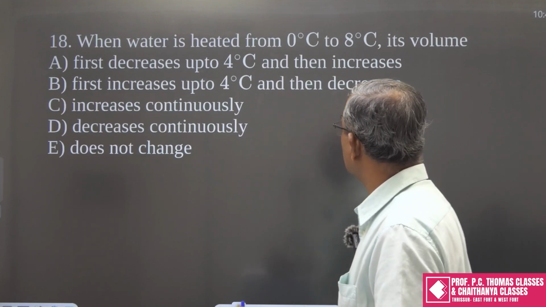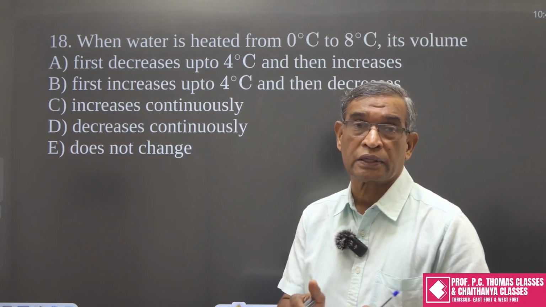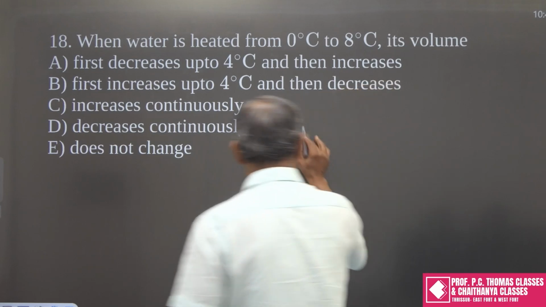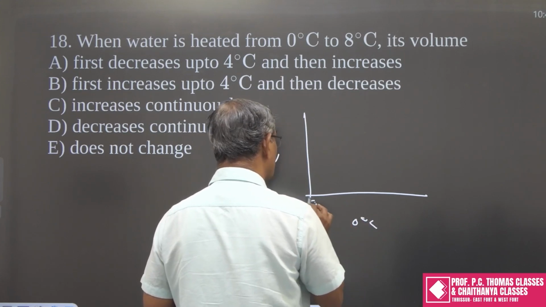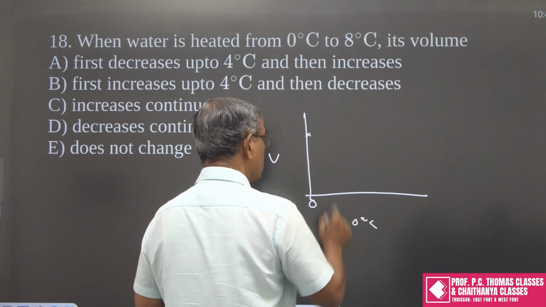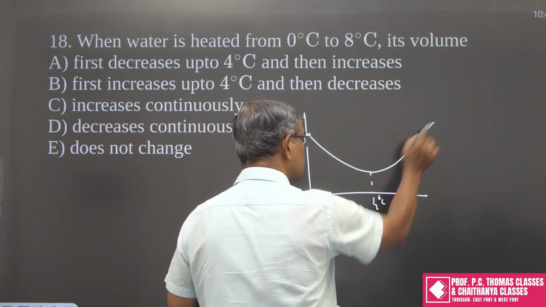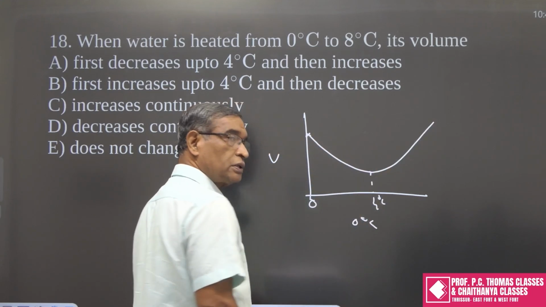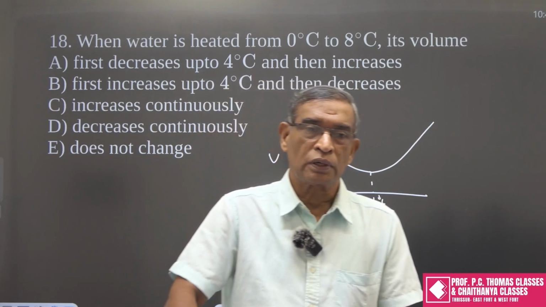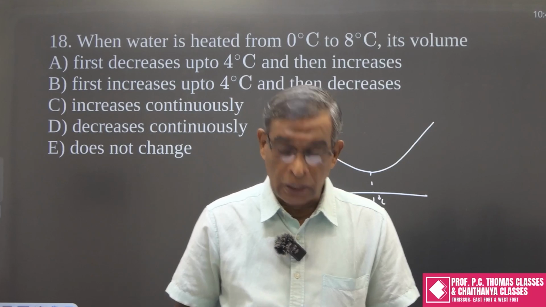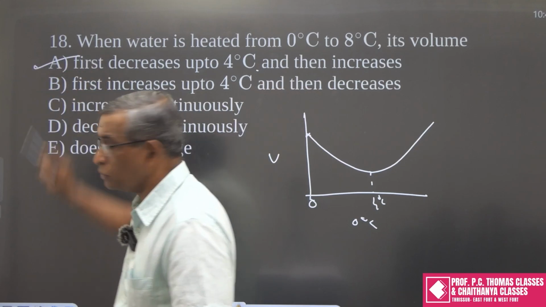When water is heated from 0 to 8 degree, its volume: here we begin to see the anomalous property of water. Water heated from 0 degree, with volume on one axis and temperature in degrees centigrade on the other. When heated, the volume decreases first up to 4 degree, attains a minimum volume at 4 degree, and thereafter increases with increase of temperature. This is the anomalous property of water, so the answer is first decreases up to 4 degree, then increases. So the option is A.